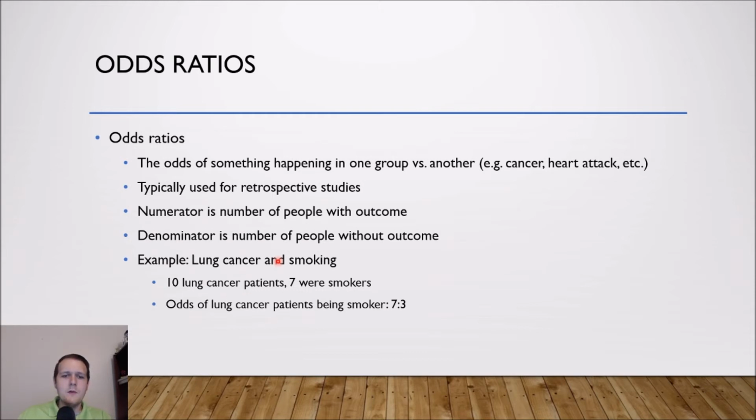So as an example, if you were doing a case control study and I looked at 10 patients with lung cancer and I looked backwards to see what kind of risk factors they had and I found that 7 of them were smokers, you can say the odds of patients with lung cancer being a smoker would be 7 to 3, right?